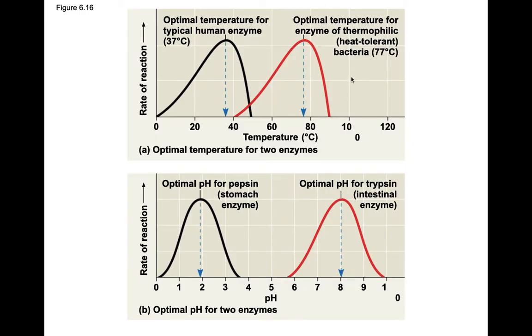So, for example, we have the optimal temperature for a human enzyme and the enzymes of a thermophilic or heat-tolerant bacteria. They live in things like the hot springs of Yellowstone. Clearly, humans would not function well in those hot springs due to the change in temperature and vice versa. And then if you look in your body, pepsin, an enzyme that breaks apart protein molecules, loves the very acidic environment of your stomach, while trypsin is far more of a basic enzyme that prefers the small intestine.